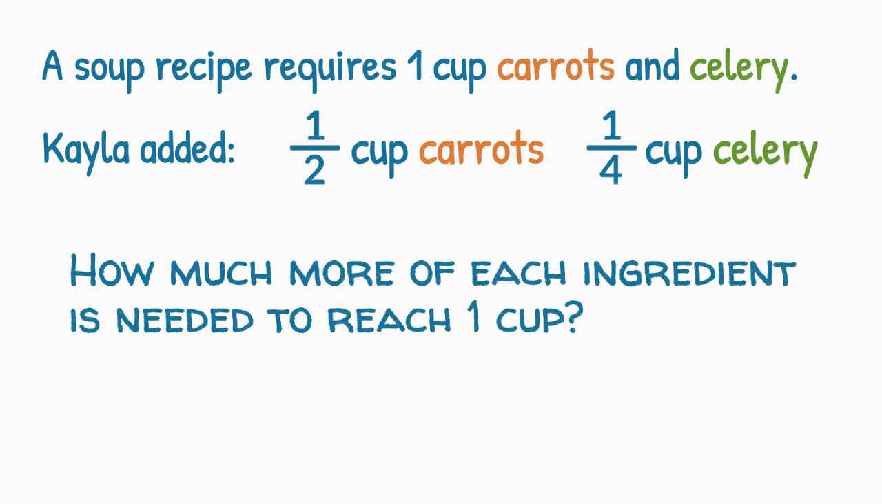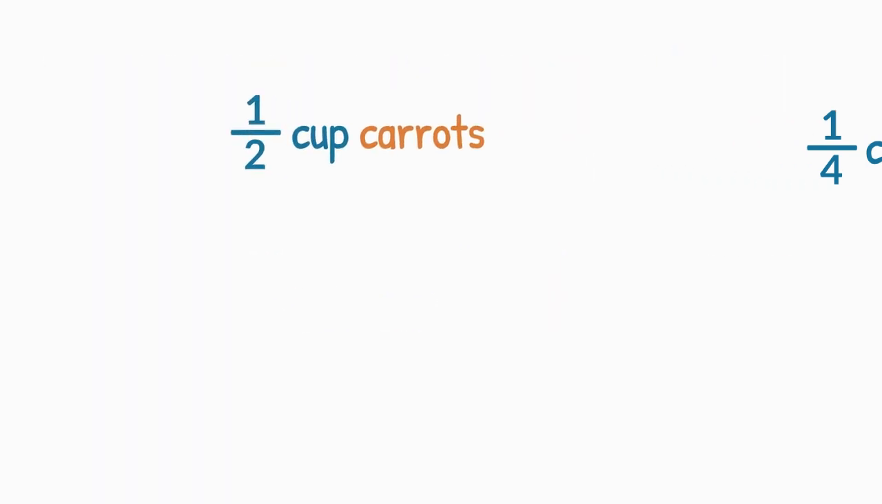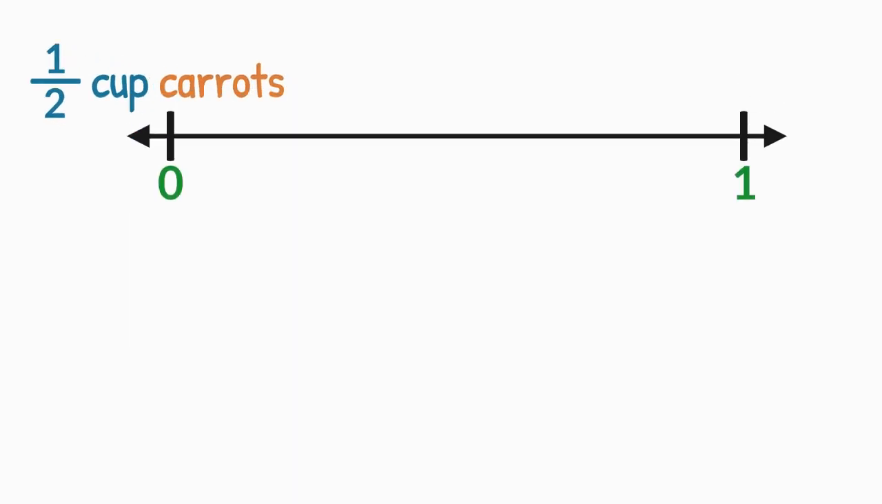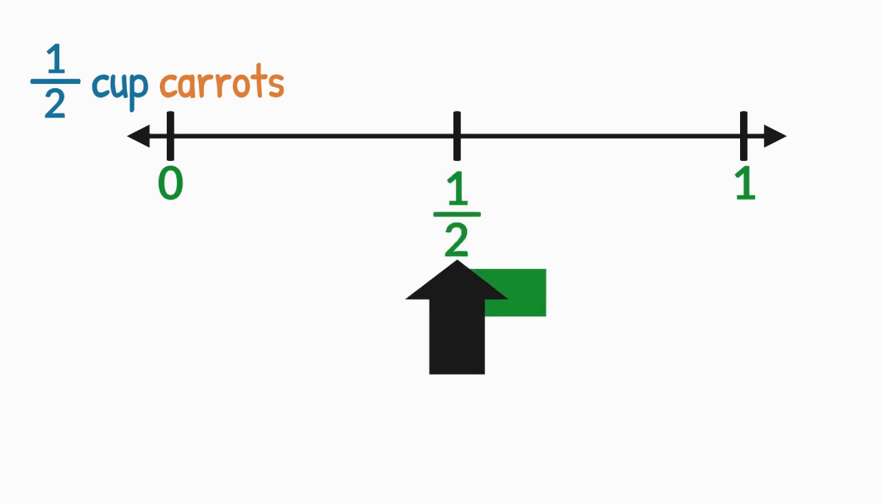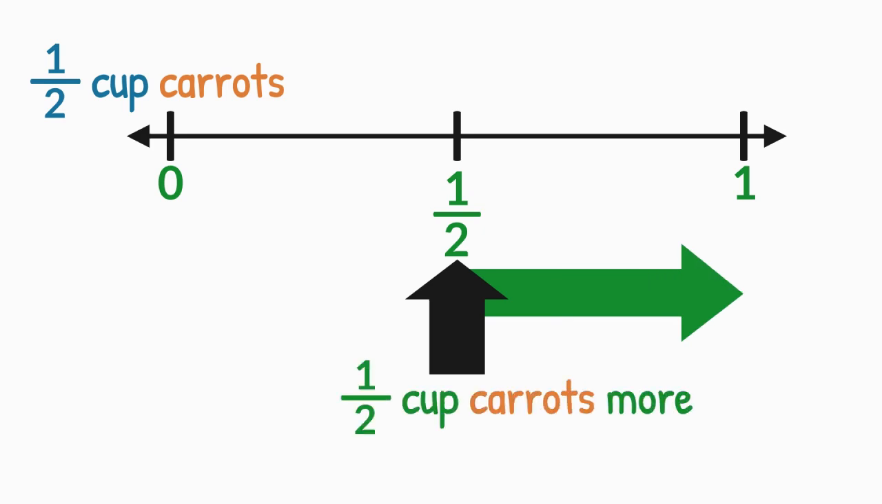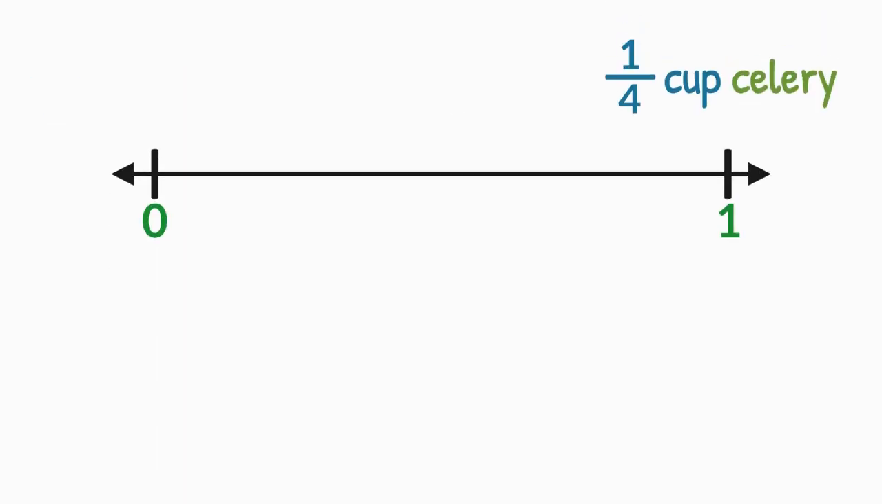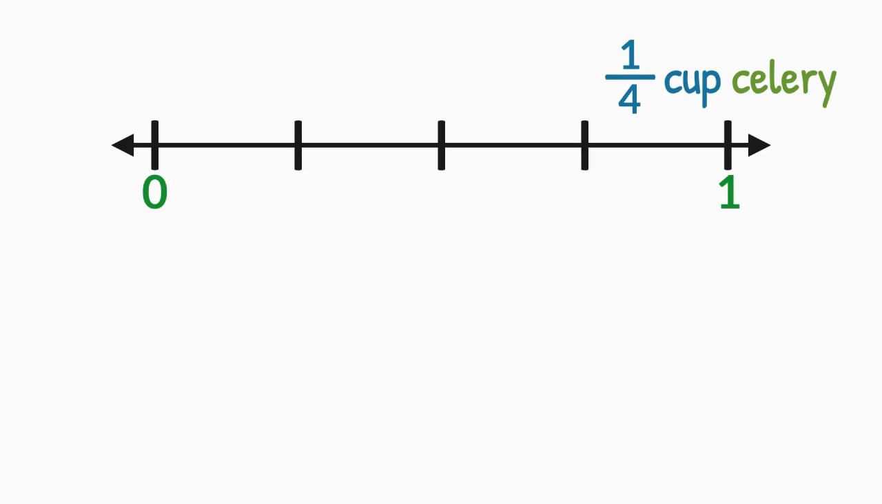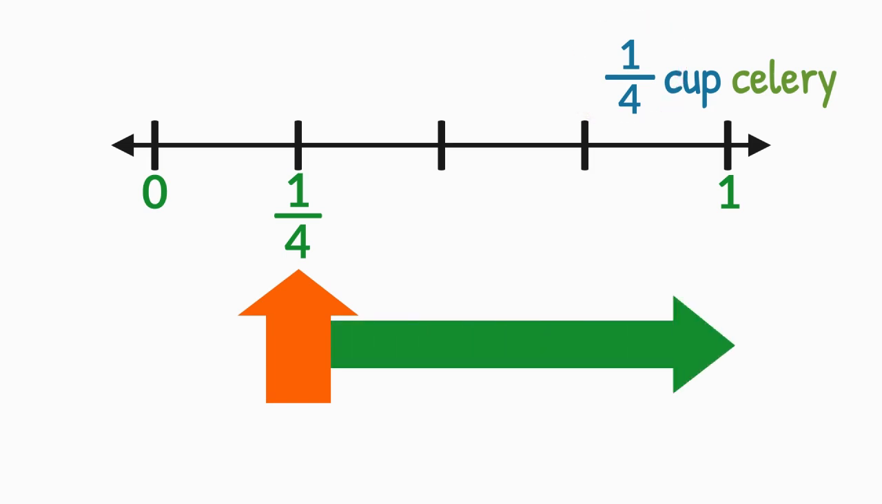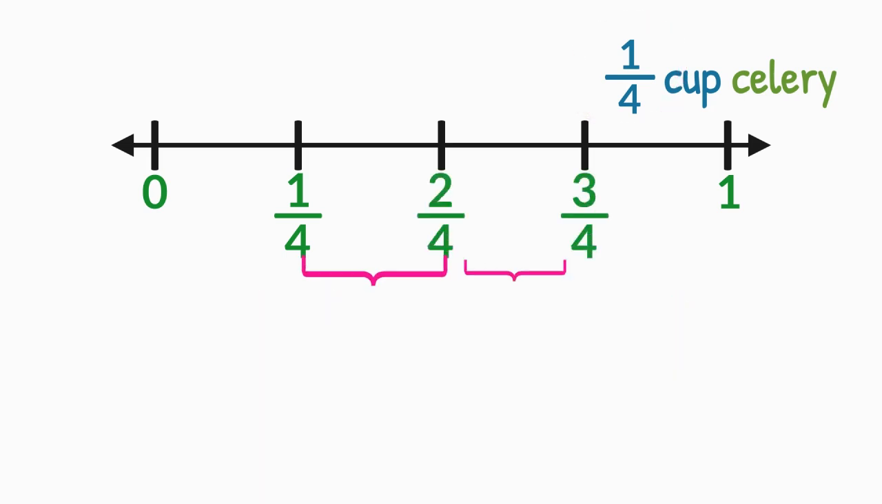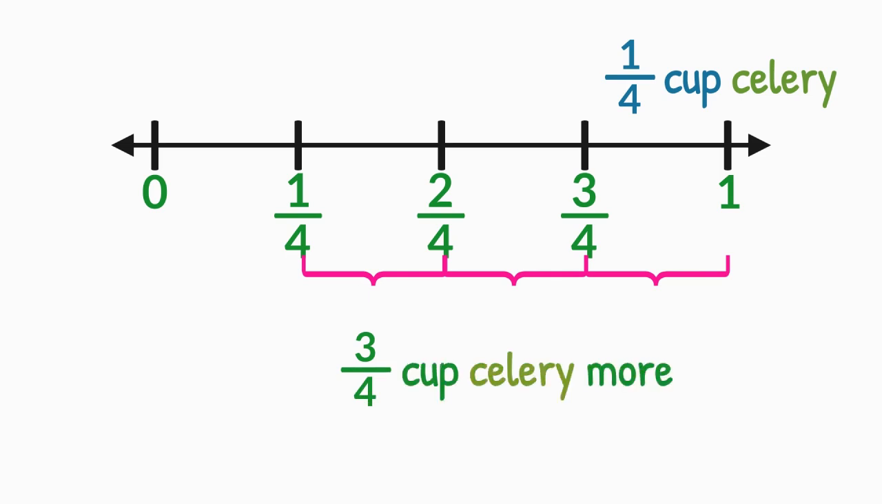to reach 1 cup? The number line representing carrots is divided into 2 equal sections. This point represents the halfway point or the fraction 1/2. If I move from 0 to the 1/2 mark, I can see that I still need to go another 1/2 to reach 1 cup. The number line representing celery is divided into 4 parts. This point represents the fraction 1/4, the amount of celery Kayla currently has. To reach the 1 cup mark, we need to go another 3 sections, each of size 1/4, or 3/4.